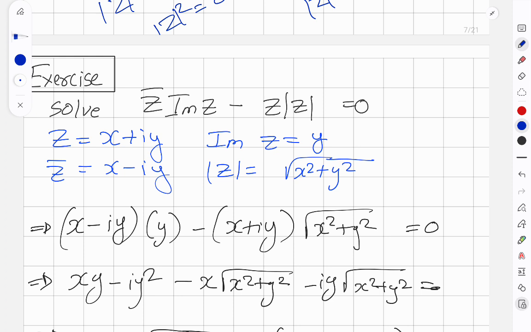I'm doing it over here, it might be more clear. So observe the first equation. There might be two possibilities: one, x equal to 0, or y equals to x square plus y square root over.